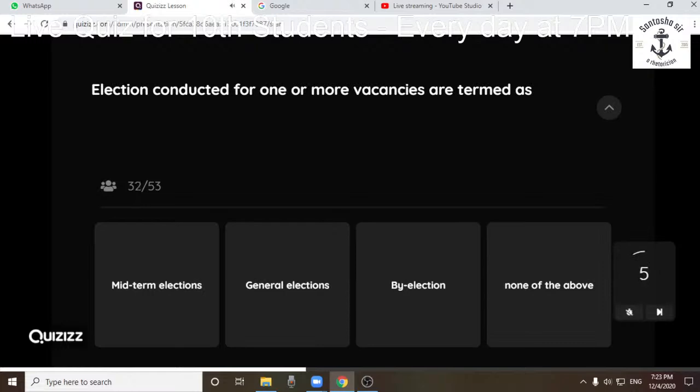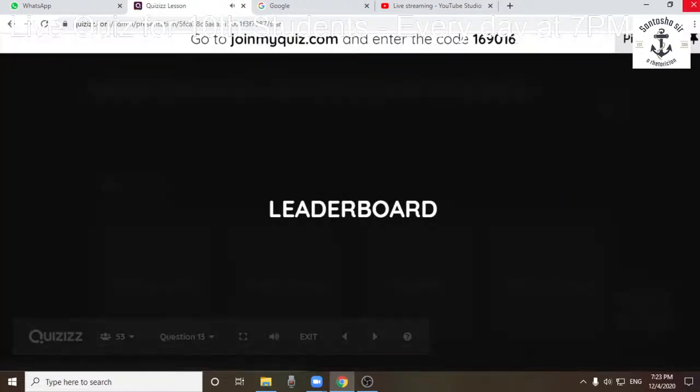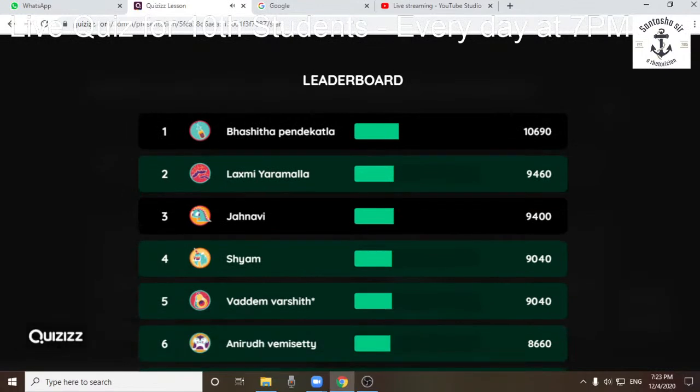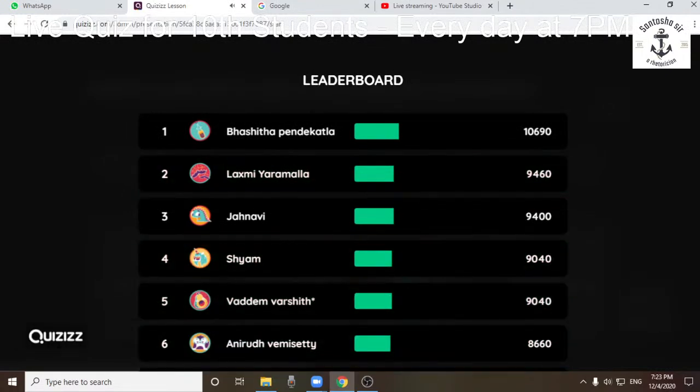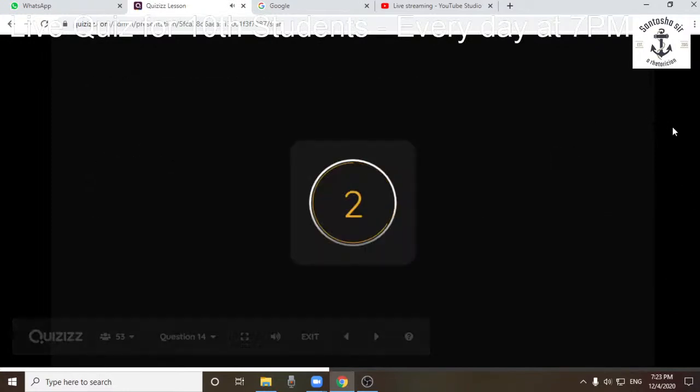Okay, 5 seconds more. Time's up. Here we have Bashita on the top, followed by Lakshmi, Jahnavi, Shyam, Varshit, Anirudh. 23 members answered it right. Moving on to the next question, question number 14.